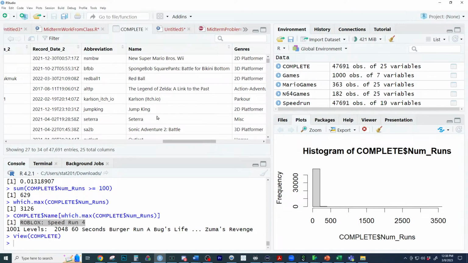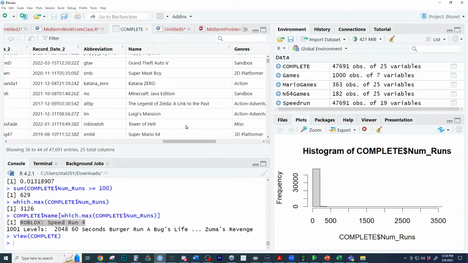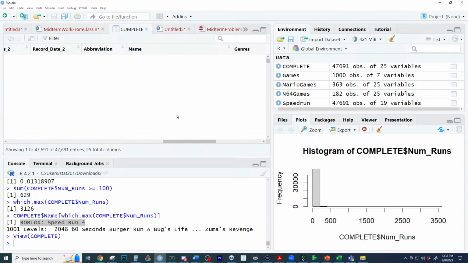It's funny, I know Jump King, but it's funny when I don't know a game. Poppy played, what in the world? Katana Zero. Oh, that's a cool game. Yeah, of course. They have a timer and everything. That was neat. It was a fun story. I still don't quite understand it.